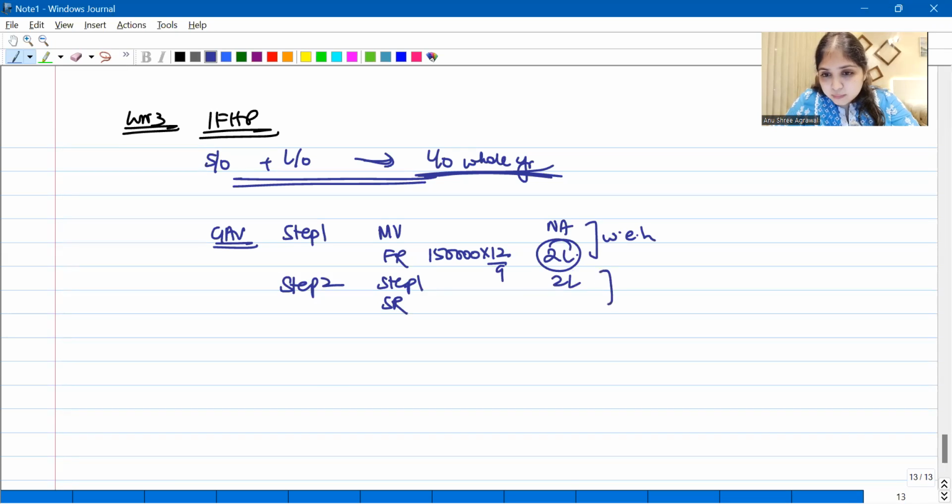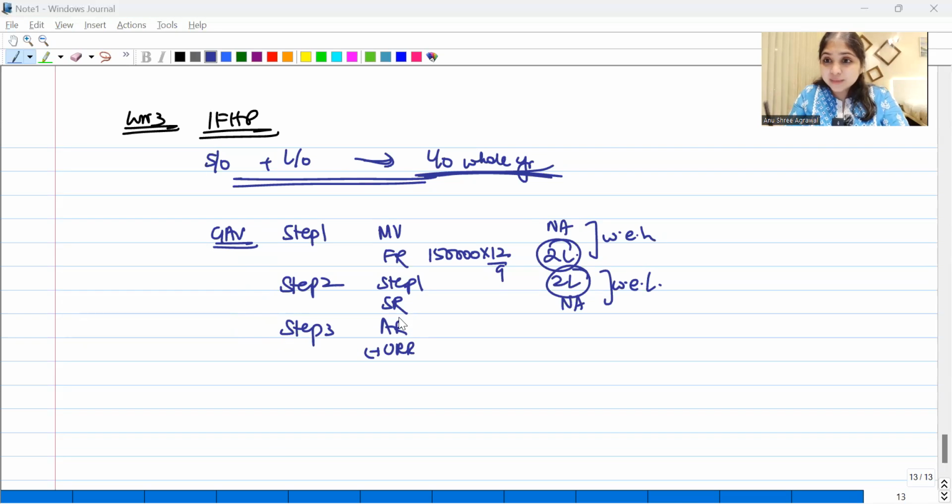Step 2, which is also called reasonable expected rent, will be nothing but the step 1 number or standard rent number, whichever is lower. Standard rent they have not given to us, not applicable, 2 lakh. Then comes step 3. Step 3 is the actual rent minus unrealized rent. Now see, everything else you will treat as if let out for the whole year. Actual rent alone you will take for which period? Actual rent alone you will take only for the actually let out period.